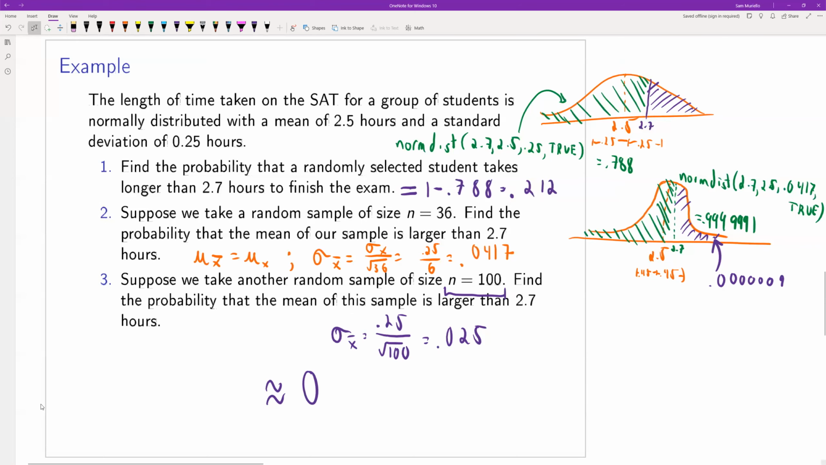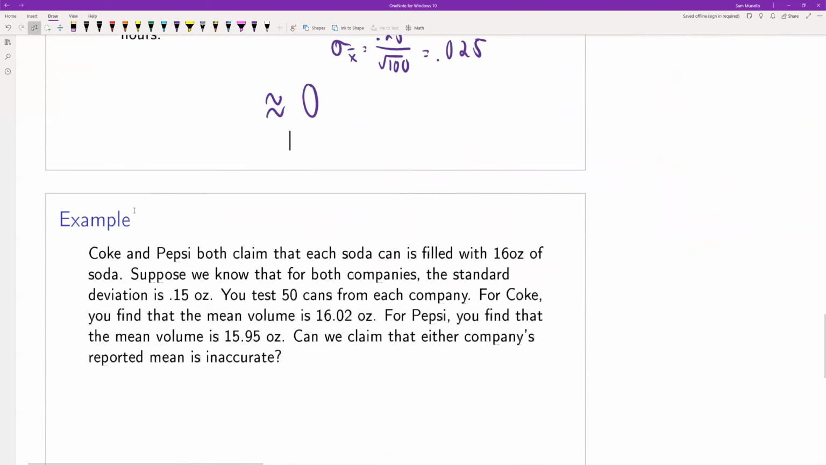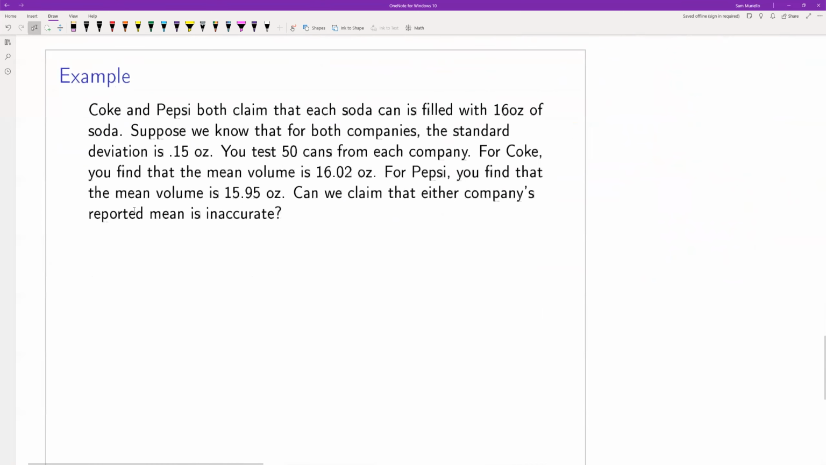Let's go ahead here and go through some examples. Coke and Pepsi are both claiming that every soda can is filled with 16 ounces of soda. And we know that the standard deviation is 0.15 ounces when you are dealing with soda. We're going to test 50 cans from every single company. For Coke, we find a mean of 16.02, and for Pepsi, a mean of 15.95. Let's just go ahead and graph what this is before we even look at what the problem is asking us for.